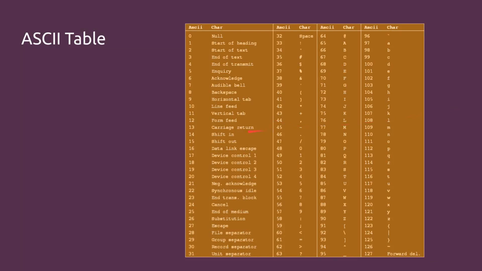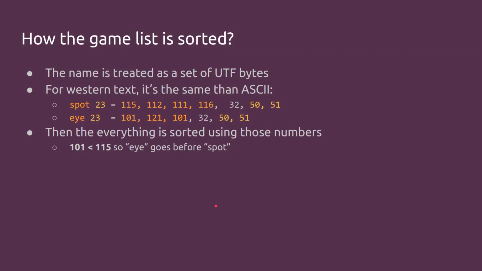Here you can see a sample of the ASCII codes for certain letters. Here we can see that the letter A is internally stored as the number 65, and the letter a in lowercase is 97. So what the computer sees is this kind of numbers, not the letters or digits, neither the symbols. So the name of your game is handled internally as UTF bytes. For Western text, this is the same as using ASCII.